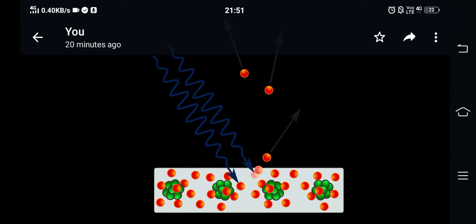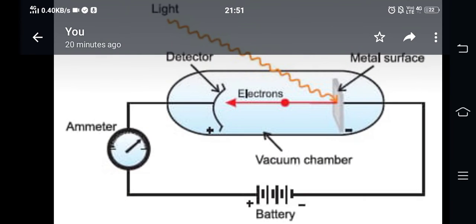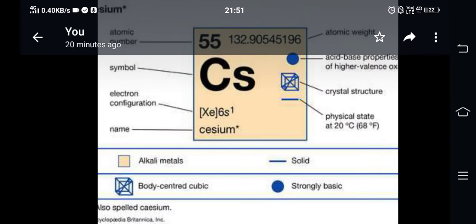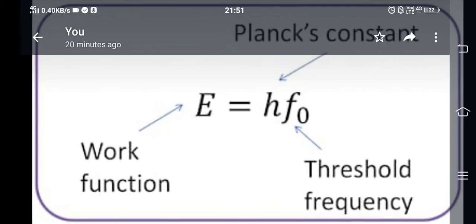The photoelectric effect tells us that when light of a certain frequency strikes the surface of a metal, electrons are ejected from the metal. This phenomenon is known as the photoelectric effect. A few metals show this effect under the action of visible light, but many more show it under the action of more energetic ultraviolet light. Cesium, which among the alkali metals has the lowest ionization energy, is used in photoelectric cells.